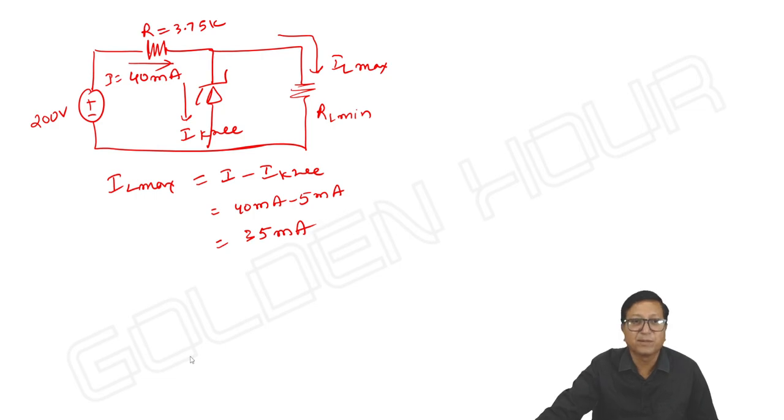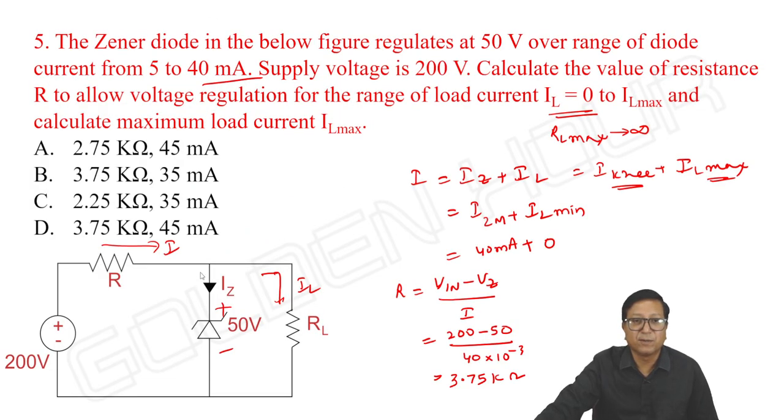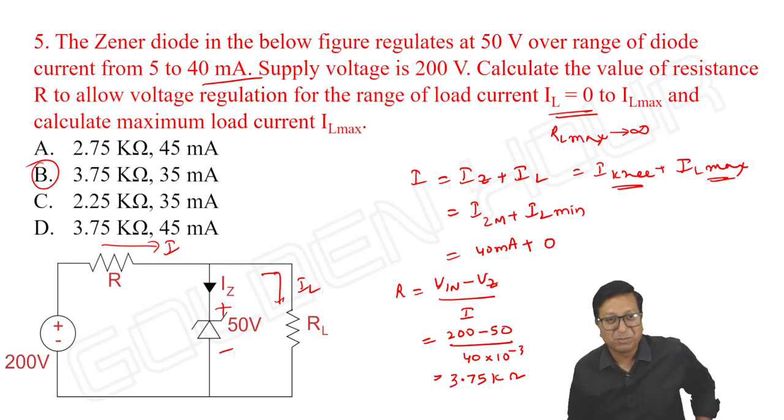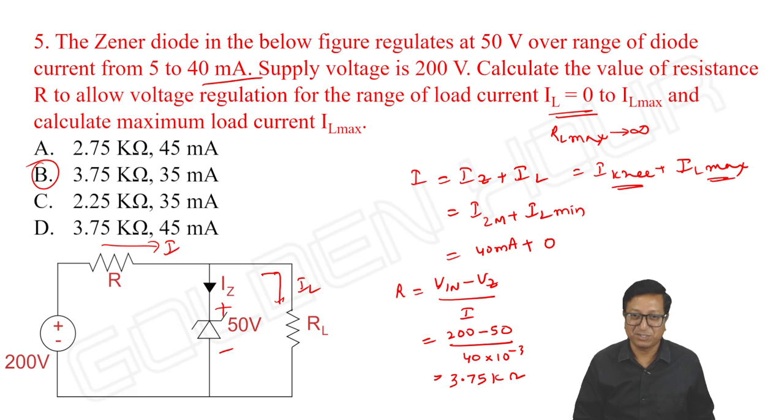35 milliampere. So what is the correct option? 3.75 and 35 milliampere. Option B. See here, 3.75 kilo ohms we have in two options, B and D, but only in option B we can see this 35 milliampere. So you cannot simply stick with one calculation. In the previous problem it was given, so we need not worry about the second calculation, but here we should be careful. It happens.